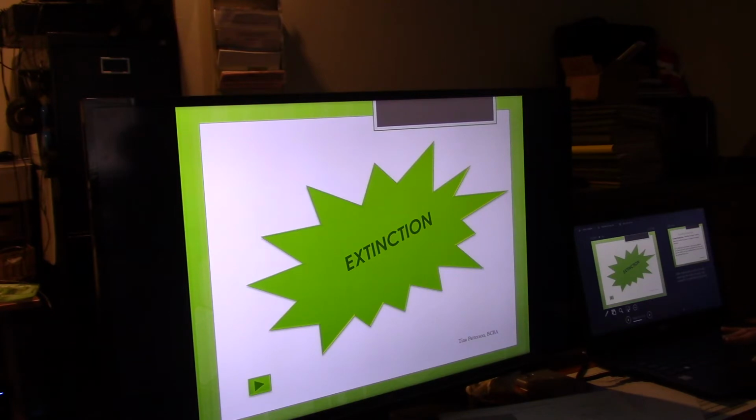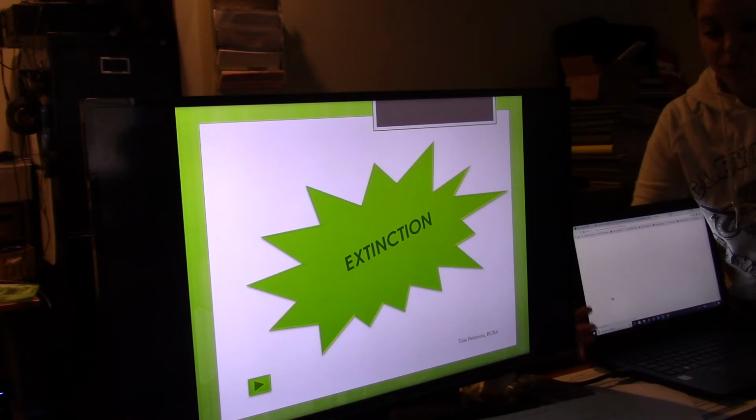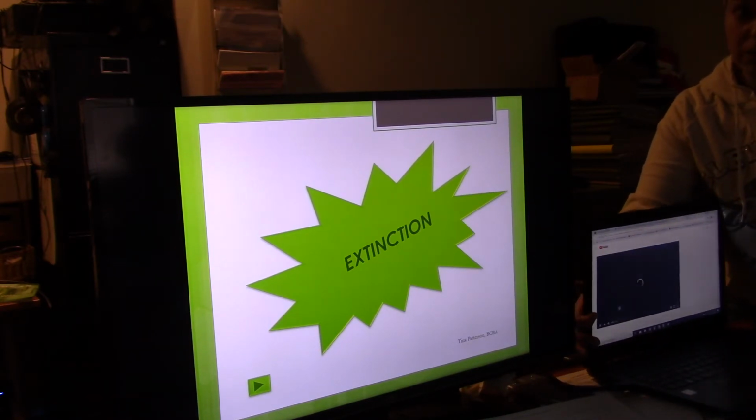Is that an extinction burst? So your extinction burst, that's what it will look like. The behavior will get worse before it gets better. They will fight you and fight you hard.